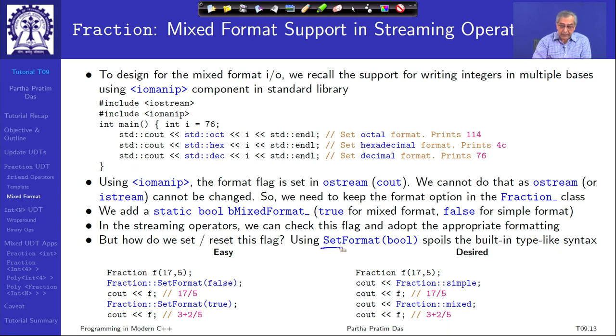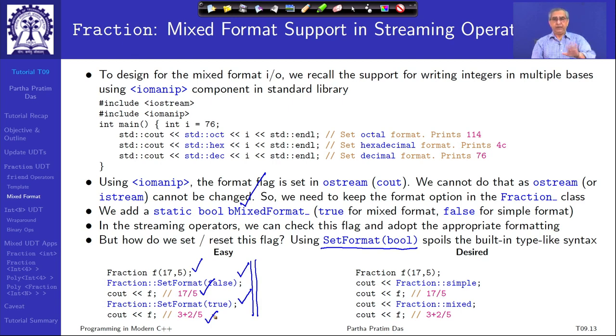So, one way could be that I again design a static public member function, set format, which takes a bool. If I pass true, it will set this flag as true, meaning mixed format. If I set false, then it will set it to false, meaning simple format. So, the code will look something like this: you have constructed a fraction which is actually not proper. I can set the flag to false and print it, which should print 17 by 5. I can set this to true and it should print 3 plus 2 by 5 in the mixed format.